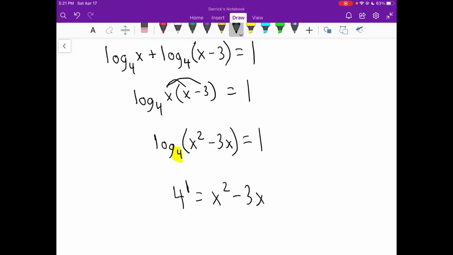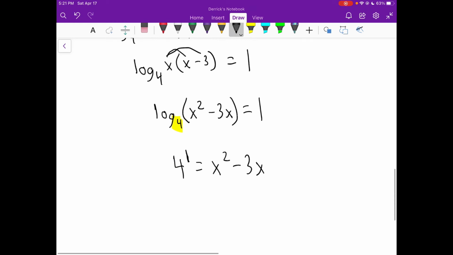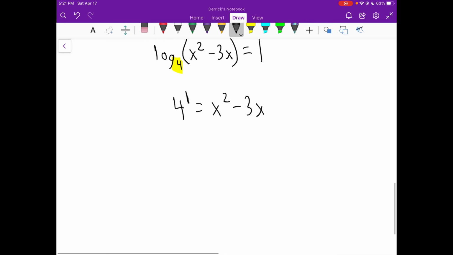We have given ourselves, or created for ourselves, a quadratic equation, just like the last example. So again, it's kind of up to you whether you would like to factor, use the quadratic formula, or complete the square. But we know 4 to the first is 4, so either way, you are taking the equation 4 equals x squared minus 3x and solving it in a way of your choosing. I am going to do it by factoring, but feel free to do it your own way and just skip ahead in the video if you would like.